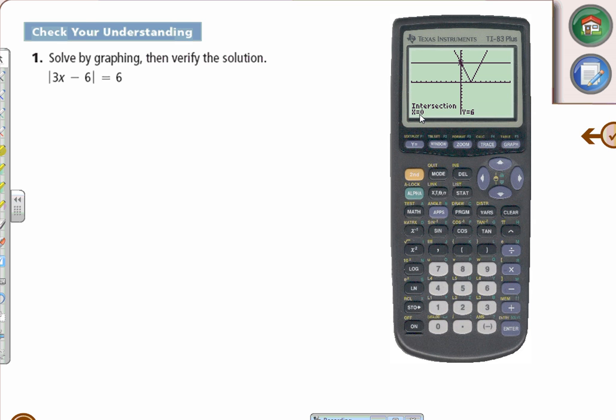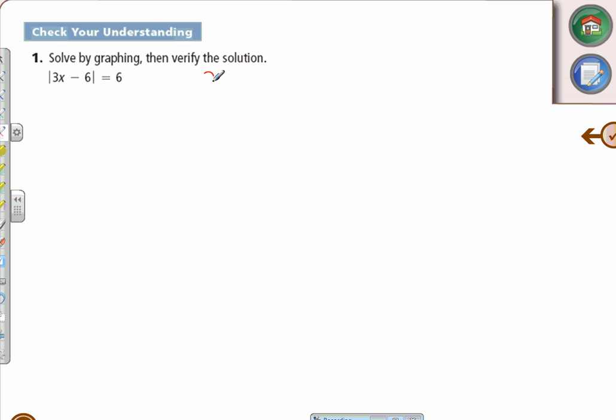Now we've got to go through it again, find the other one. Second, calculate, it's on the trace key, down to intersect. But I now need to get my cursor way over closer to the other side. So take your cursor over so that it's close to this one. Is this the first curve, the first graph? Yeah. Second graph? Yeah. Find the intersection? Yeah. The other intersection is 4 and 6. I care about the x value, 4. So that tells me my two solutions are x equals 0 and x equals 4. 0 and 4 are the two answers.